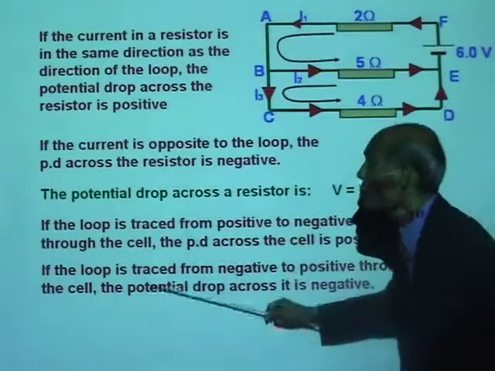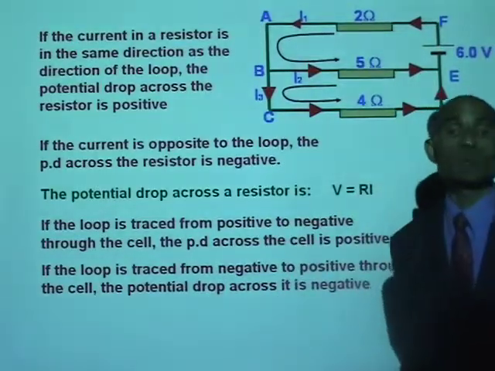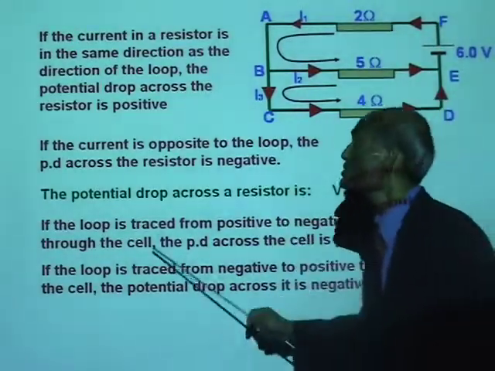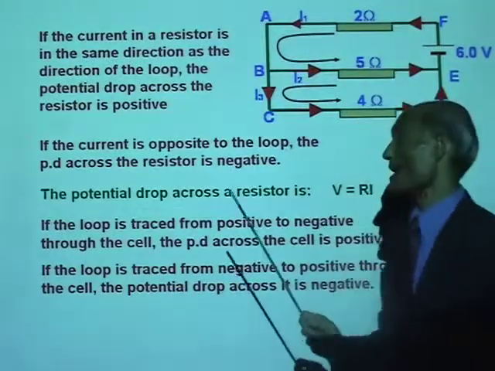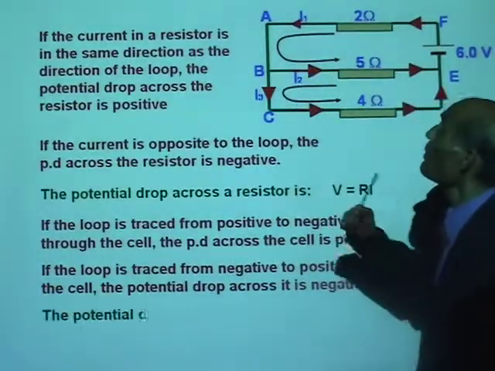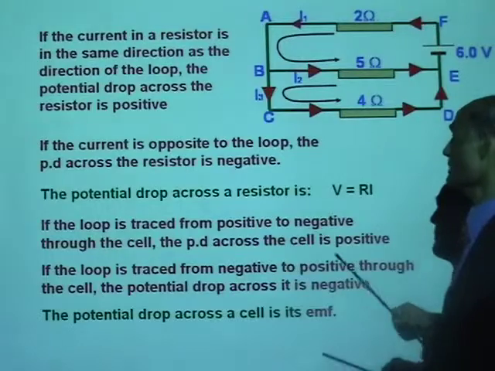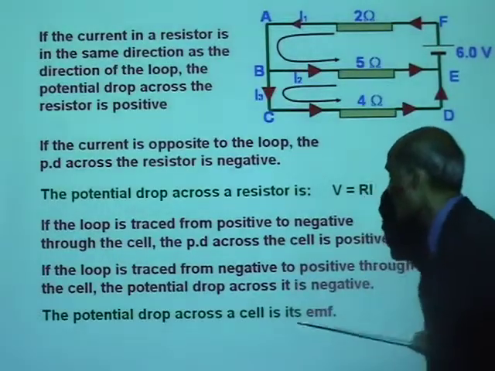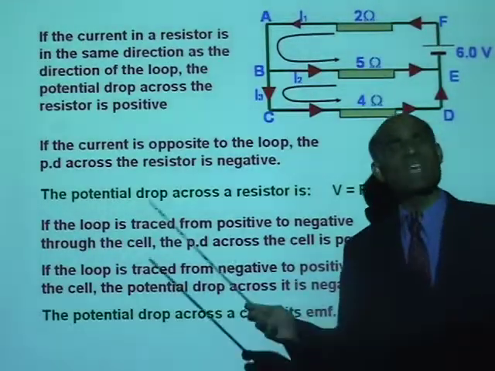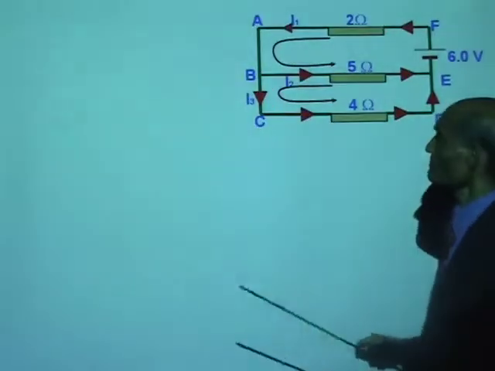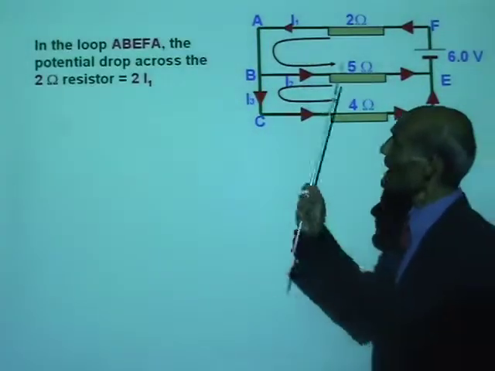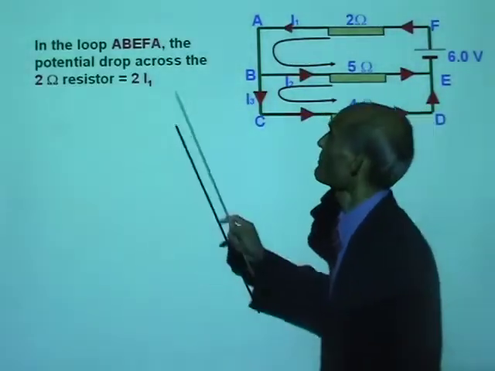So these are the rules for determining the signs. You need to understand that very well. And once you know this, we can now go and do our problem. And the potential drop across the cell is its EMF. Okay, let's practice this with an example.